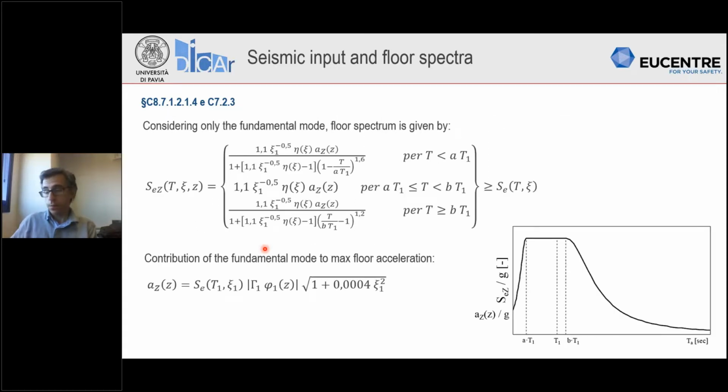Now, in the code, there are various methods to define the floor spectrum. I won't discuss them. I will just present this one, which is the one called simplified formulation. In this case, the spectrum is given by this expression, considering for simplicity only the fundamental mode of the building. Here you can see that this expression is a function of this quantity, which is the contribution of the fundamental mode to the maximum floor acceleration.